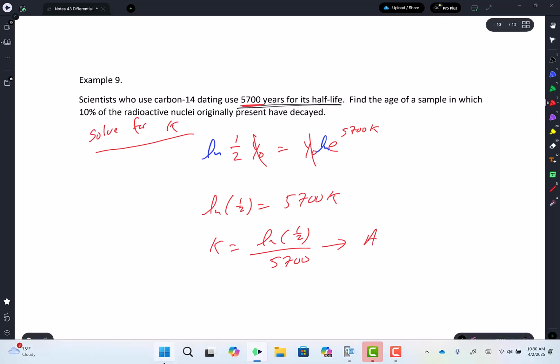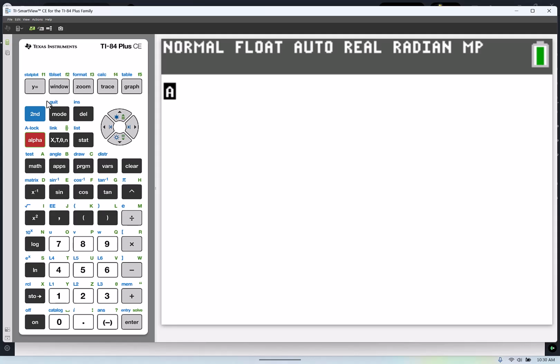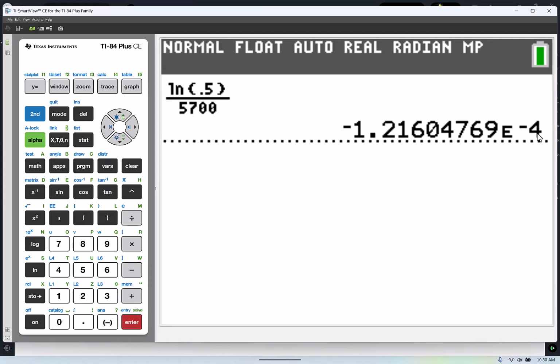So I'm going to take my calculator. See, that wasn't such a bad deal there. I'm just going to go alpha y equals ln of 1/2 divided by 5,700. This is exactly what you're going to be doing in chemistry, guys. And there it is. That's a really small number. Look at that negative. Obviously, it's negative because it's decaying, guys. Store it to A.